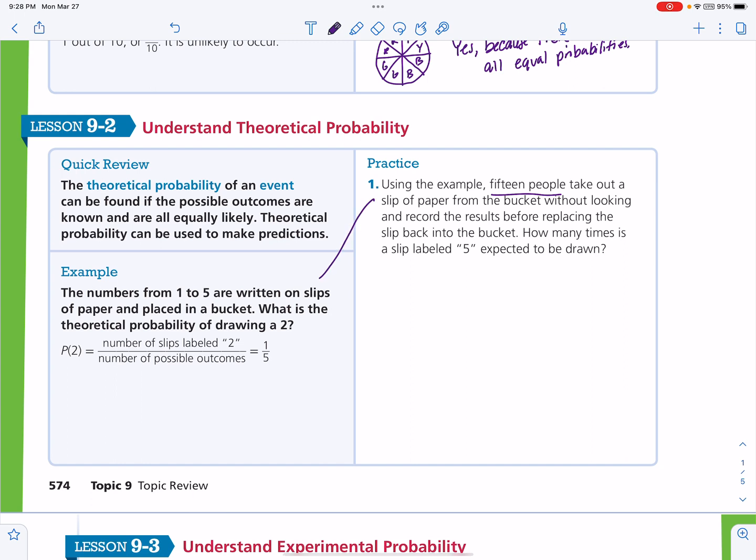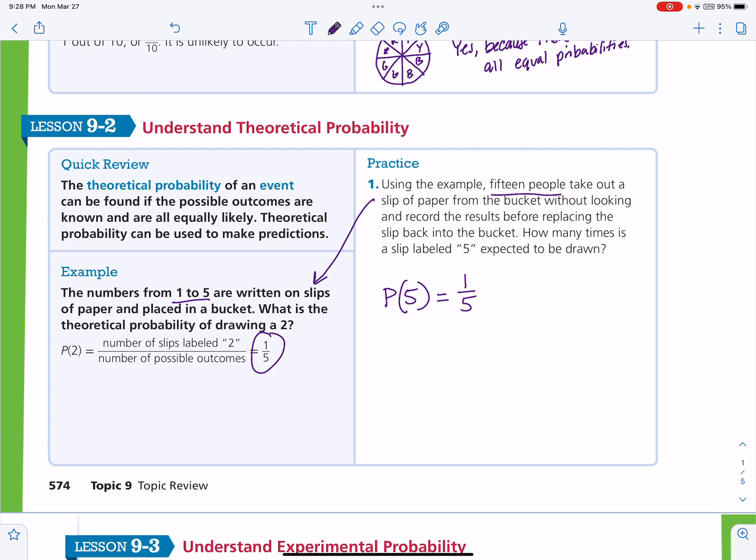So we're looking down at this information here. There's numbers 1 through 5. The probability of getting a 1 or a 2 or a 3 or a 4 or 5 is 1 out of 5. Okay, so they already list that theoretical probability. And so we're wondering, what about the probability of getting a 5? Well, that probability is 1 out of 5. Okay, we could also represent it like this. The probability of getting a 5 equals 1/5.